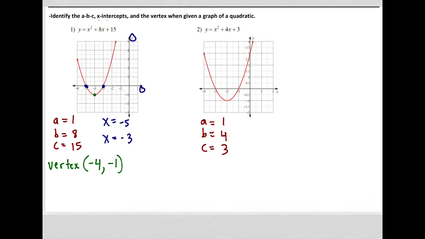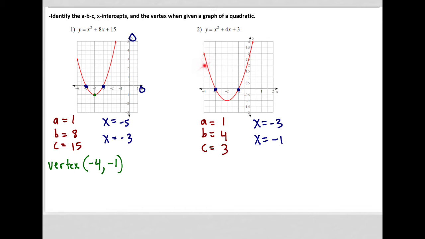Next thing we want is our x-intercepts. Okay, so where are they? X-intercepts, again, are where your function here cuts through on the x-axis. So we have one there, and we have one right there. So we'll write our points. And those are at x is equal to -3 and x is equal to -1. There's our x-intercepts.